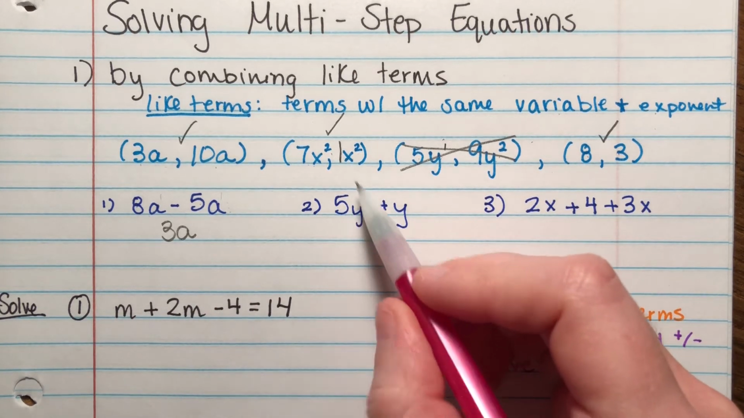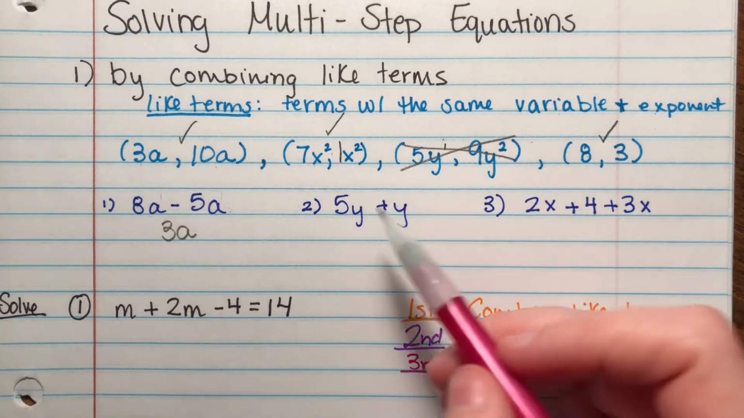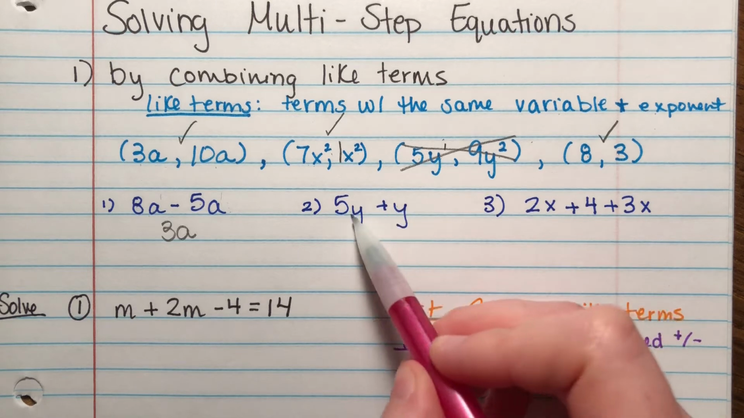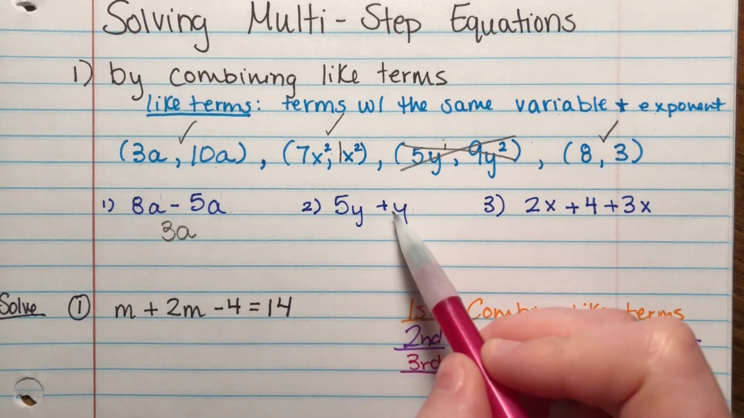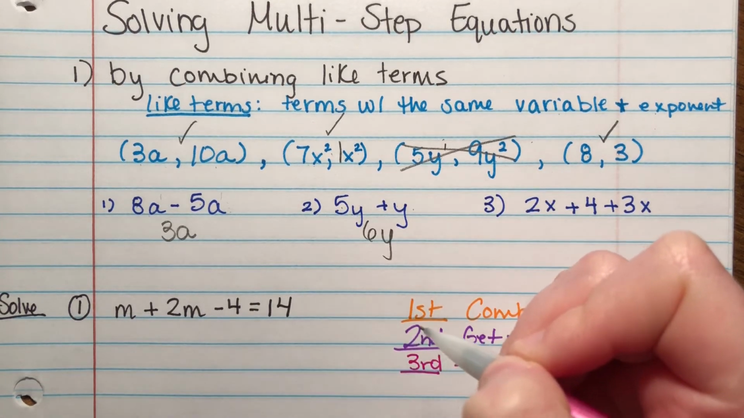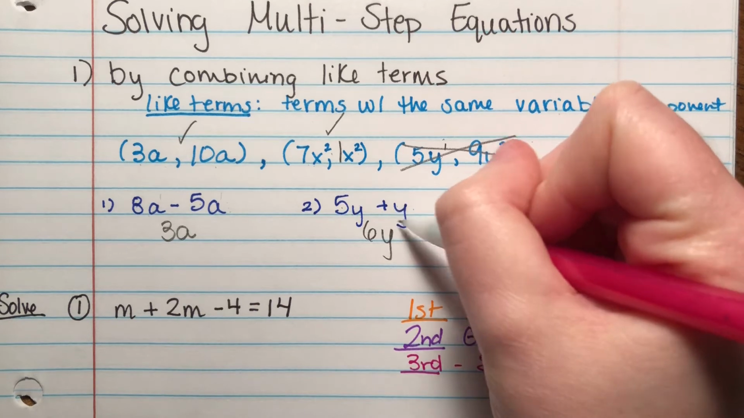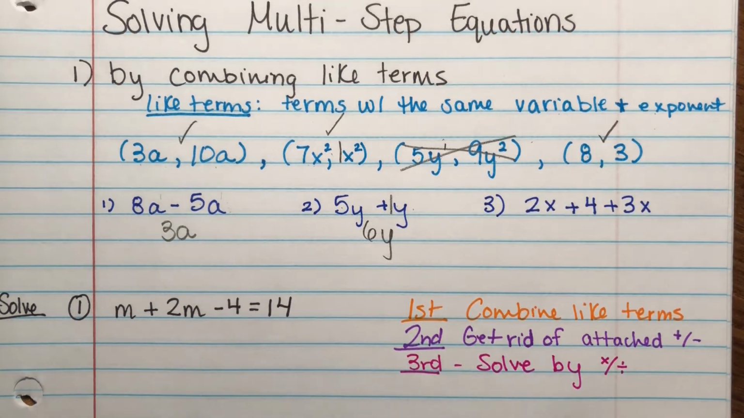Same with this problem. So I have 5y plus y. Are they like terms? Do they have the same variable? Yes. Same exponent? Yes. So 5y plus y is going to give me 6y. Because remember, just because there's no number here doesn't mean you don't have to add it. There's always an imaginary 1 there with the y, okay?